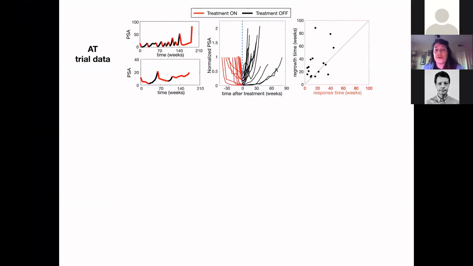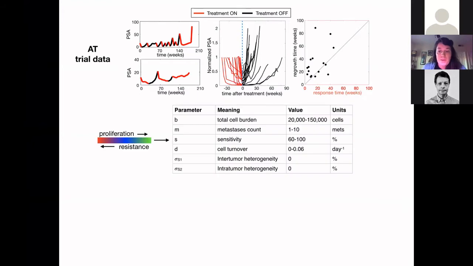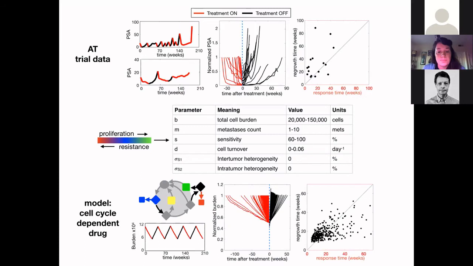And so you see with this adaptive therapy trial data that most of these patients fall within this top left area, where the response time is shorter than the regrowth time. So we take the model and we go through most of the parameters that are sensitive for the cycle times. This includes the total cell burden that we grow it to before we start treatment, the number of metastases, the sensitivity of the metastases, and turnover, leaving heterogeneity alone right now.